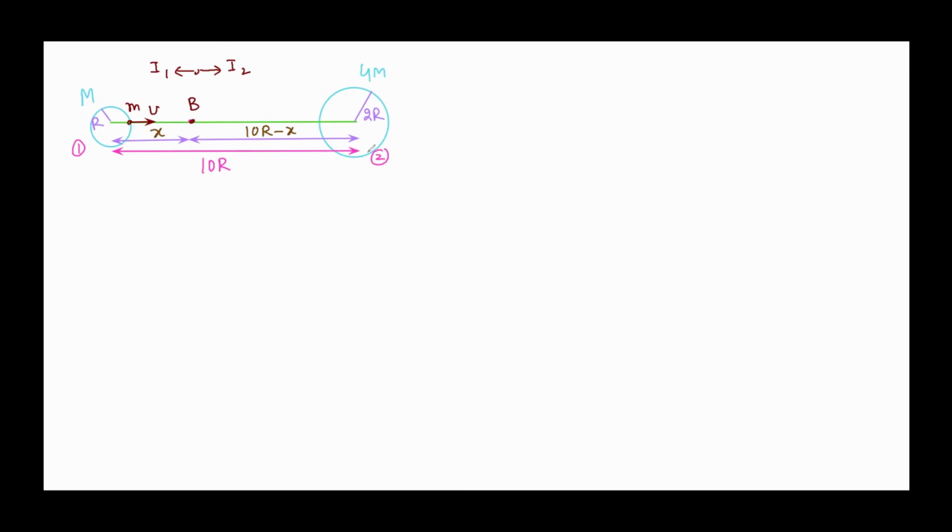And the distance between the centers is equal to 10r. It is given in the question. A rocket of mass m is projected from the surface of the smaller planet. We have to calculate the velocity of the rocket so that it reaches the planet of mass 4m.